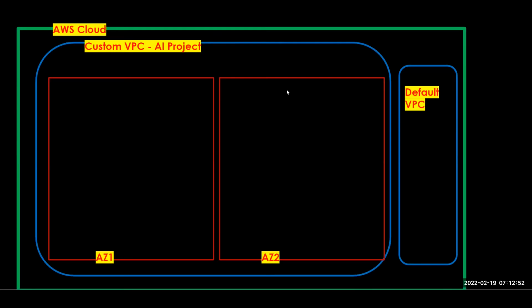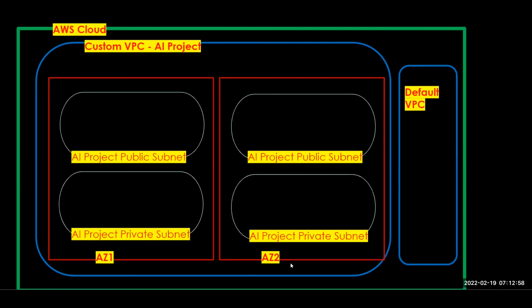So for example, we use two availability zones, AZ1 and AZ2. In those availability zones, we want to create our subnets. We want to have four subnets. In AZ1, we will create two subnets, a public subnet and a private subnet. In AZ2 also, we will create two subnets, a public subnet and a private subnet.